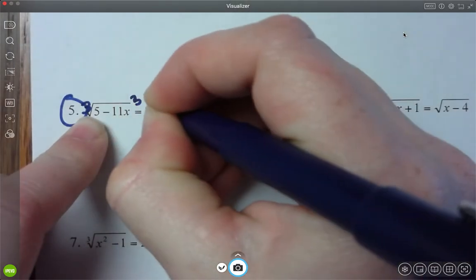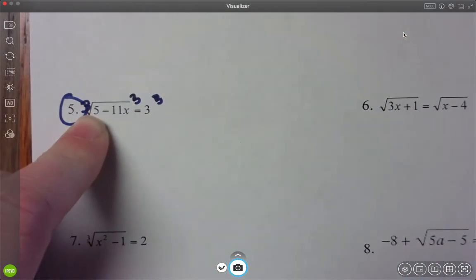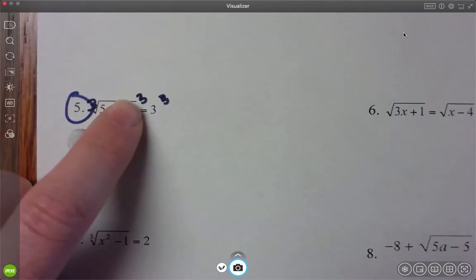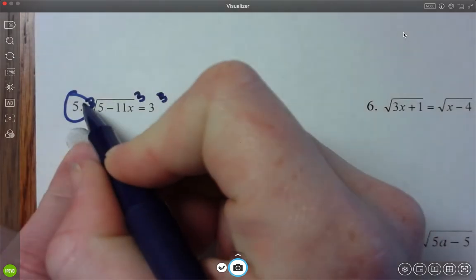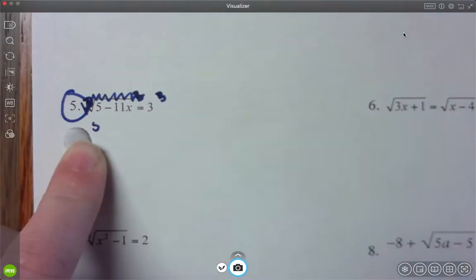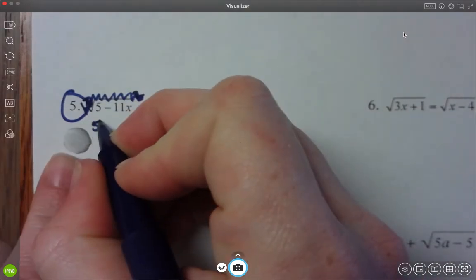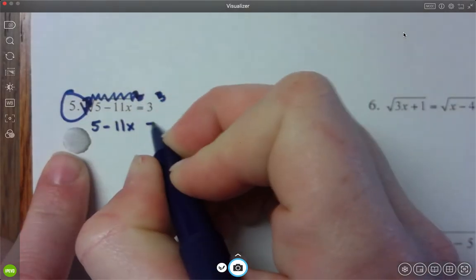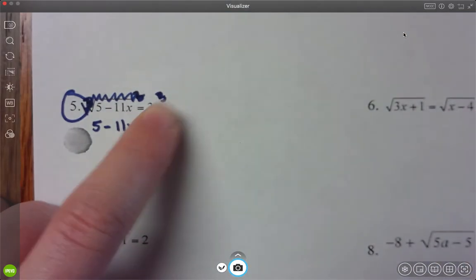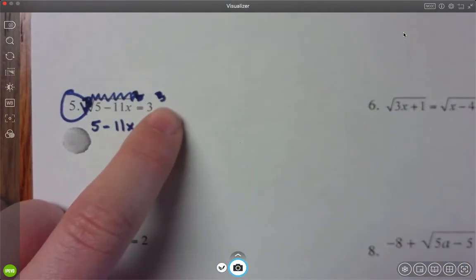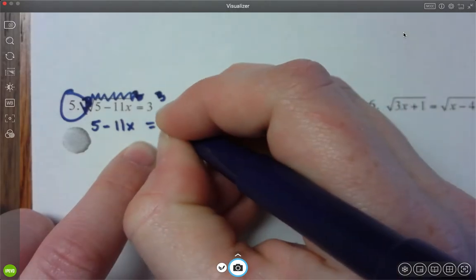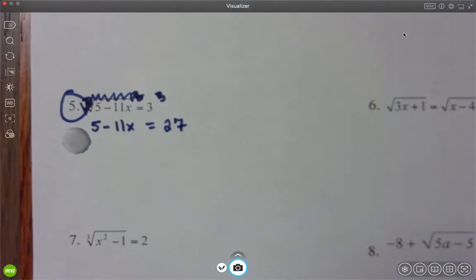cube it. Okay, so rather than taking this, squaring it, because it's a square root, this time I'm going to cube it. So what's going to happen is it's still going to cross that stuff out on the left side, so I'll still be left with 5 minus 11x. But on the right side, instead of this being 3 squared, it'll be 3 cubed. 3 times 3 times 3, which is 27. Okay, so that's the only difference.